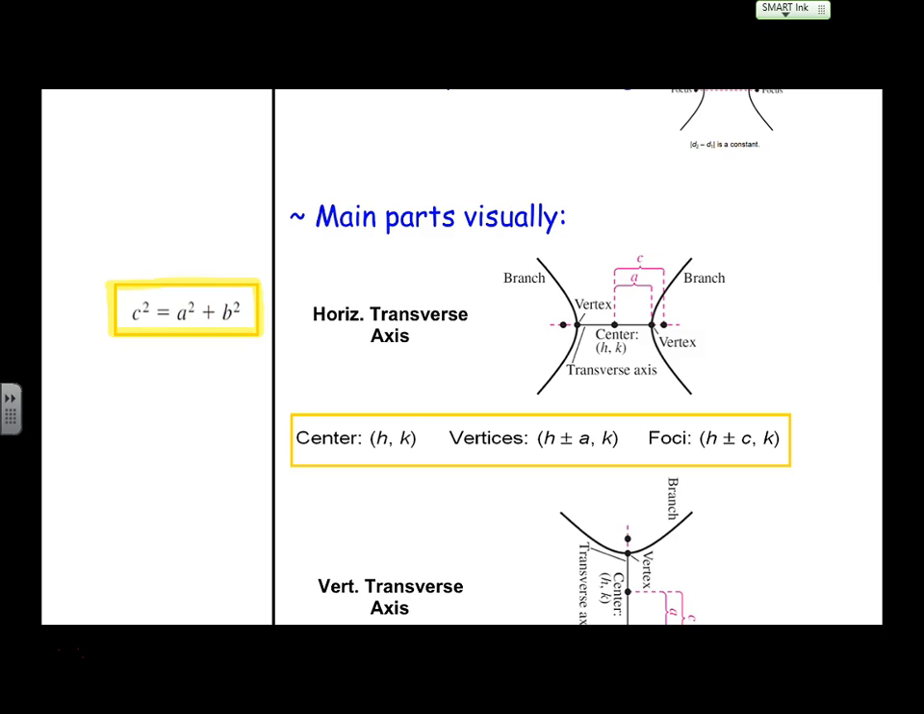Yep. The horizontal transverse axis is the line that cuts through the hyperbola. The transverse axis is the line that cuts through the hyperbola. Think transcontinental. Ooh, the transcontinental railroad. What'd that do?